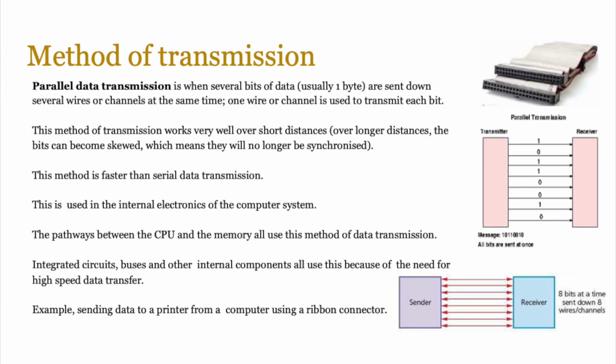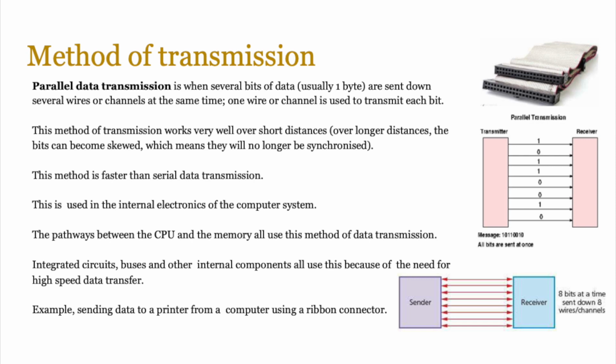The next method of transmission is parallel. Parallel data transmission is when several bits of data, usually one byte at a time, are sent down several wires or channels at the same time. One wire or channel is used to transmit each bit. Now, this method of transmission works very well over shorter distances because over longer distances, bits can become skewed, which means they will no longer be synchronized. That means one bit might arrive ahead of the other one, and that could change the entire meaning of the data that you're transmitting. This method is faster than serial data transmission because you're sending multiple bits at the same time.